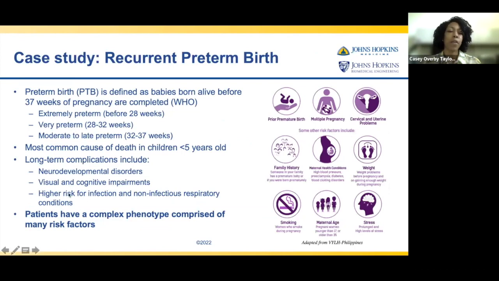The case study that we focused on for our study has been around recurrent preterm birth. Preterm birth is defined as babies born alive before 37 weeks of pregnancy, and it's the most common cause of death in children under 5 years old. And there are several long-term complications due to preterm birth. And one of the main motivating factors is that the patients have a complex phenotype, and it's comprised of many risk factors. So there's a need potentially for multivariable modeling. And this figure just shows several of the risk factors that could be relevant.